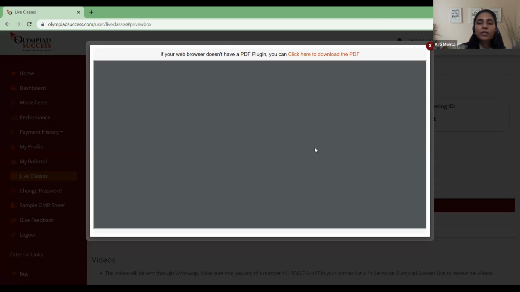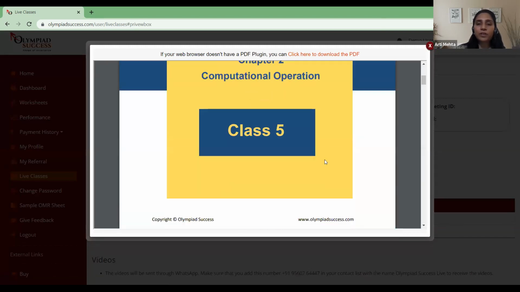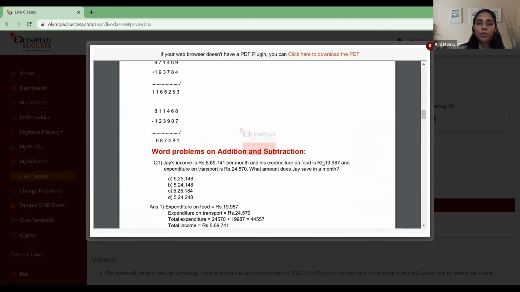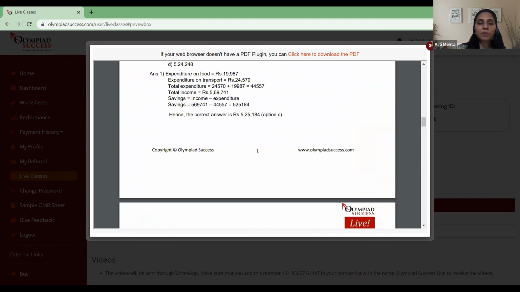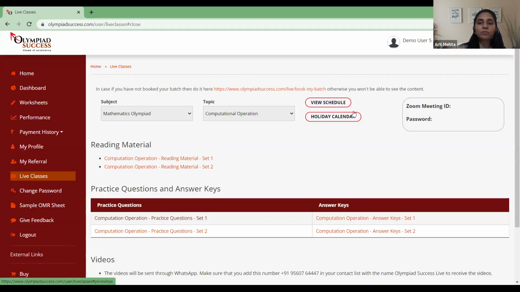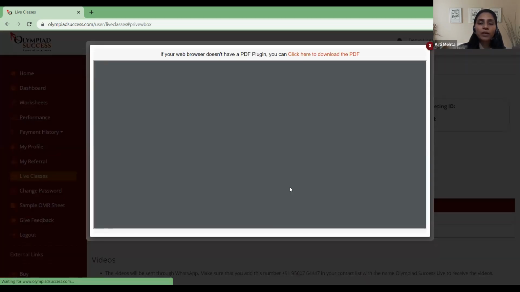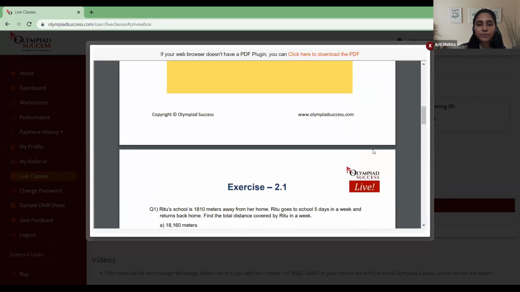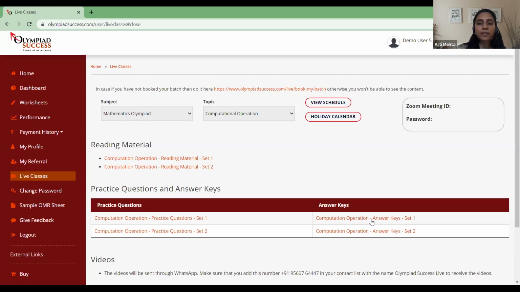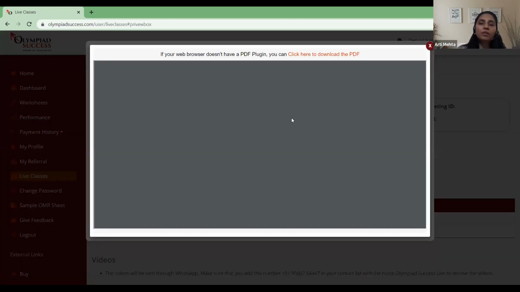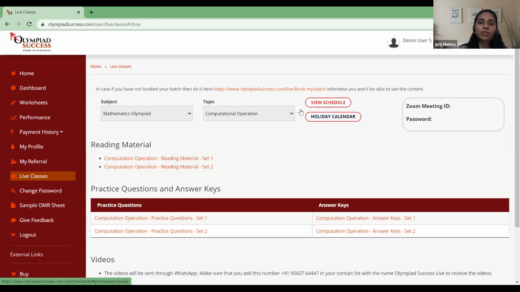Once I click on any reading material, the reading material related to that particular topic would be displayed. Similarly, we would have the practice questions related to that topic, and finally the answer keys for that topic. These would be accessible to you once you join the batch. Then we have the view schedule button.